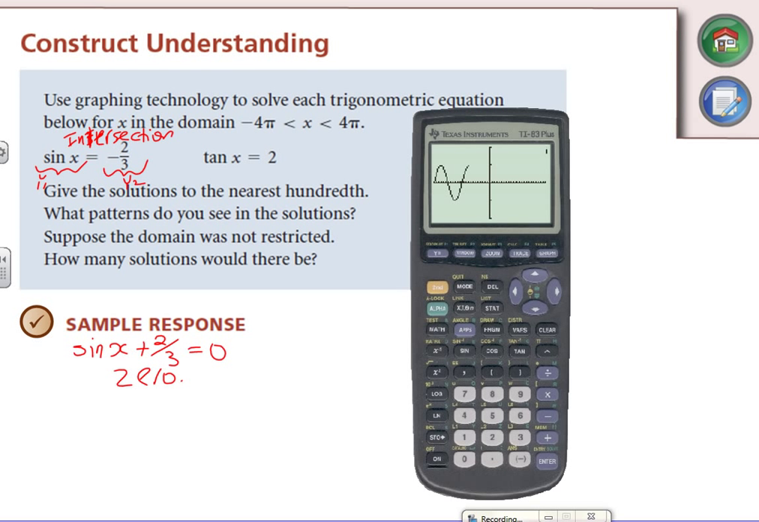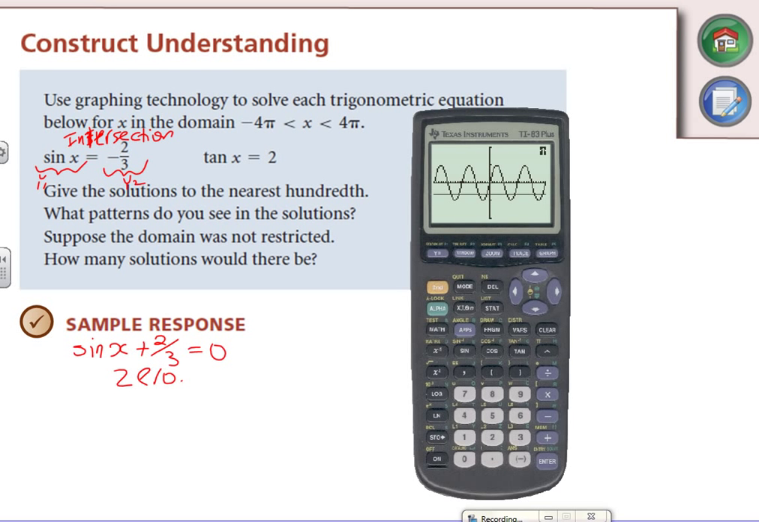There's our first one, our sine graph, and right there's our negative 2/3. Find the intersection point of each one of those. There are 8 spots that we're going to have to find. I'm only going to show you doing the first one, and then I'll give you the answers. You can work through the rest of them yourself to make sure you can do this. So we're going to go second, calculate.